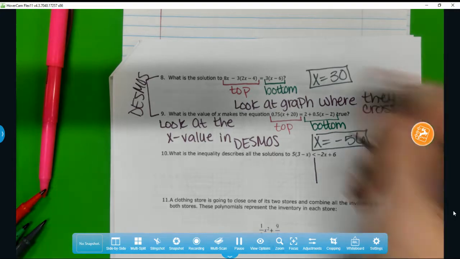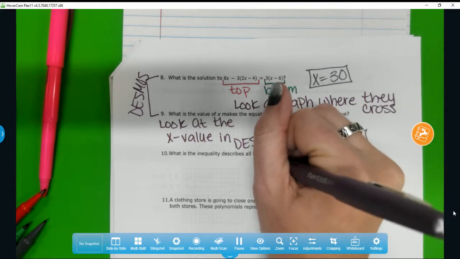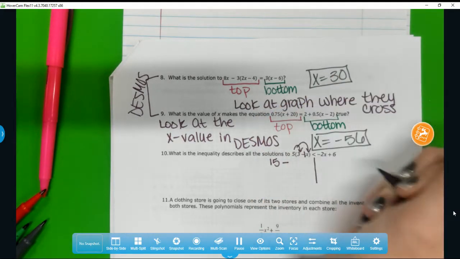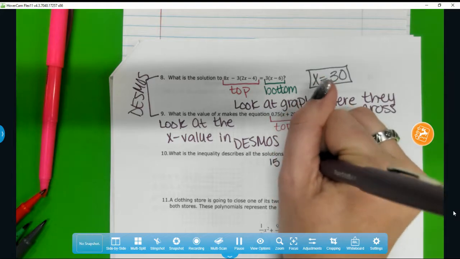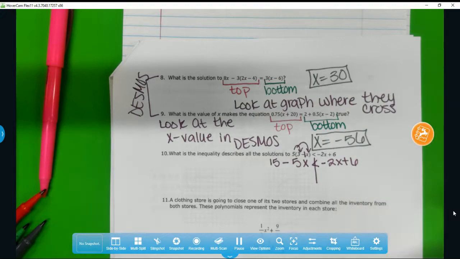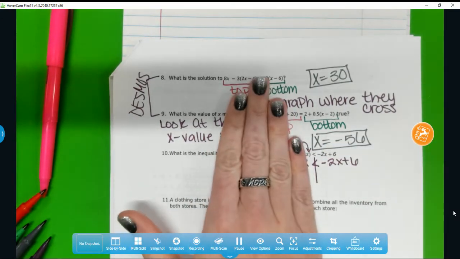Inequalities the same way we solve equations. So we need to distribute first. So 5 times 3 is 15 minus 5 times negative 1. So minus 5x is less than negative 2x plus 6. Remember, check both sides. This side simplified, this side simplified.